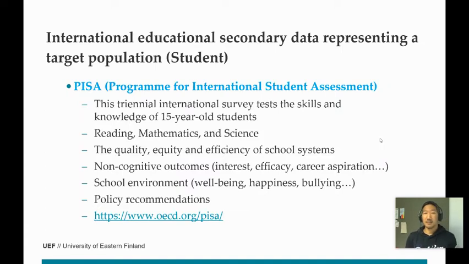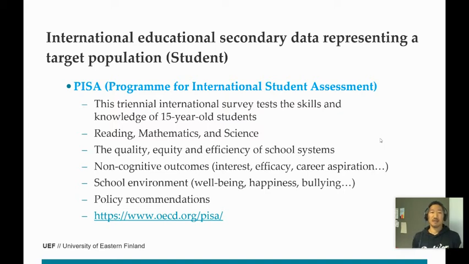But as an individual researcher, it's really hard to collect data that represents the population. So in that case, we can use secondary data that has already been collected by large institutions like the OECD or national educational institutions. One example is PISA, the Programme for International Student Assessment. So if we are interested in student data, you can use PISA or TIMSS.